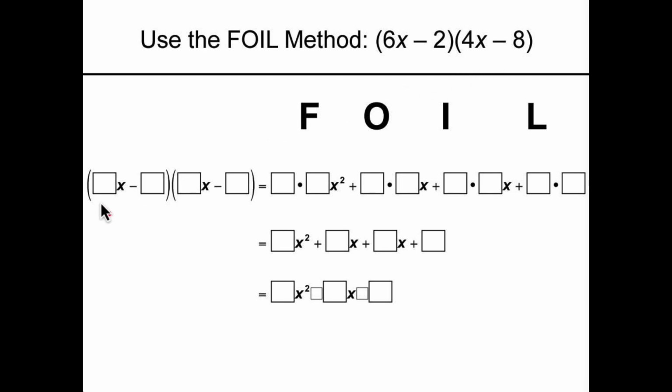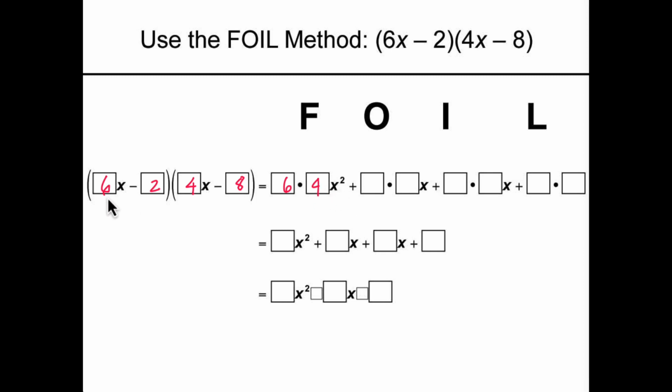Fill in the terms here. So we get 6x minus 2, 4x minus 8. Multiplying the first terms, 6x and 4x, we get 6 times 4, x squared.